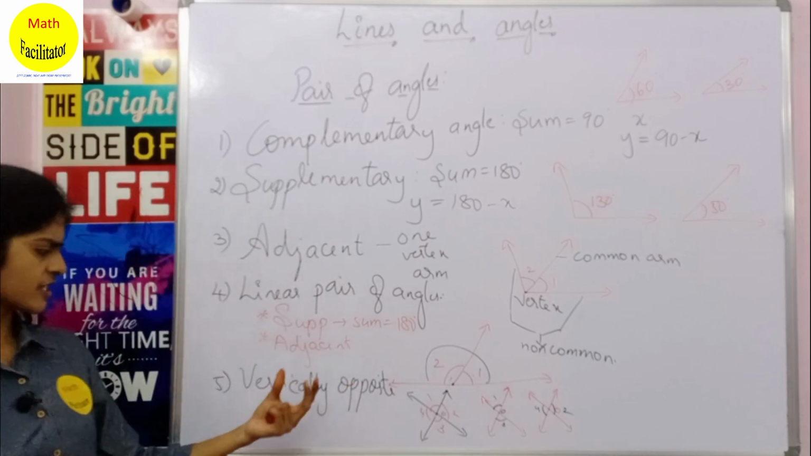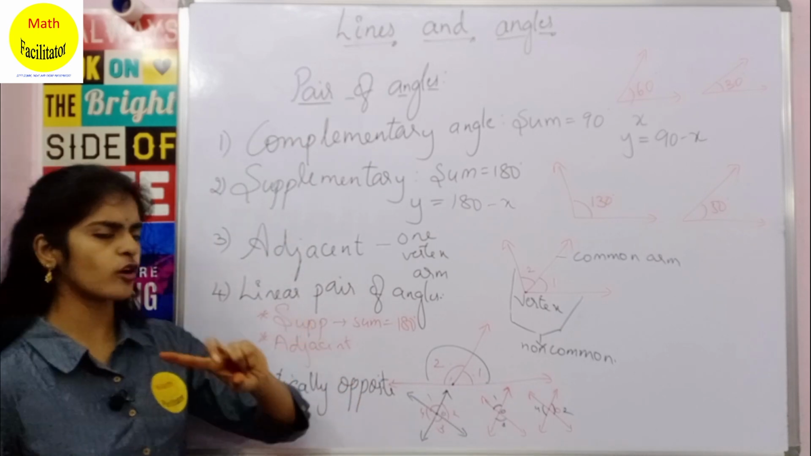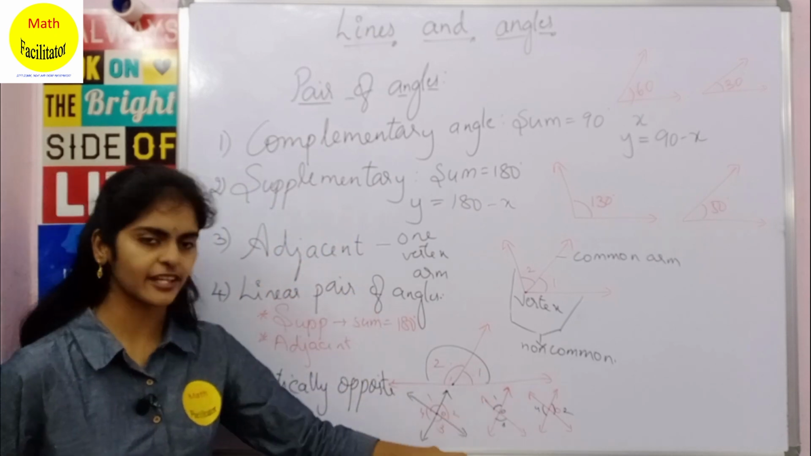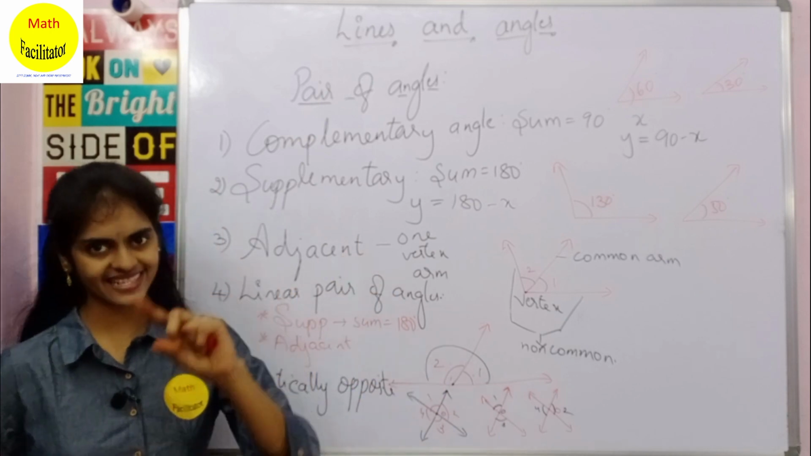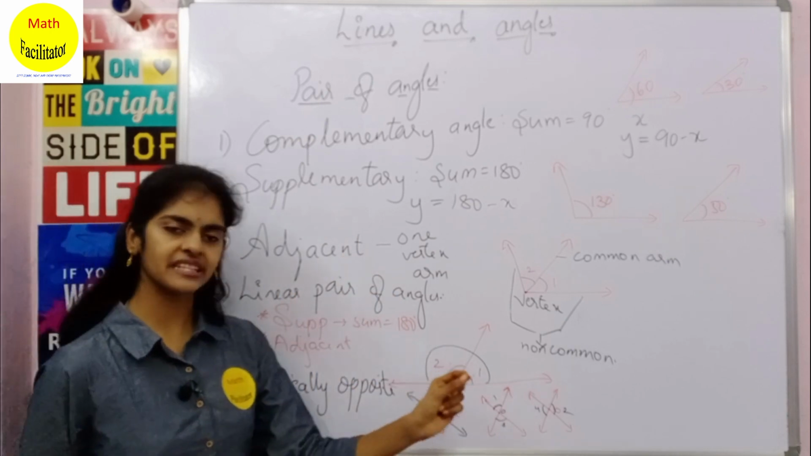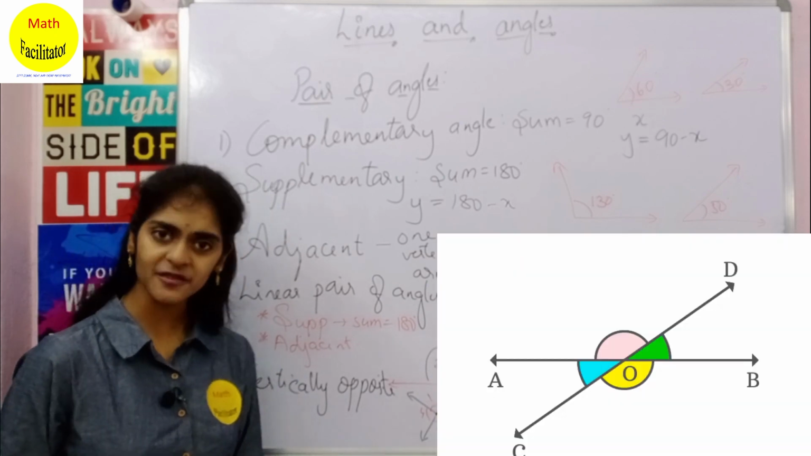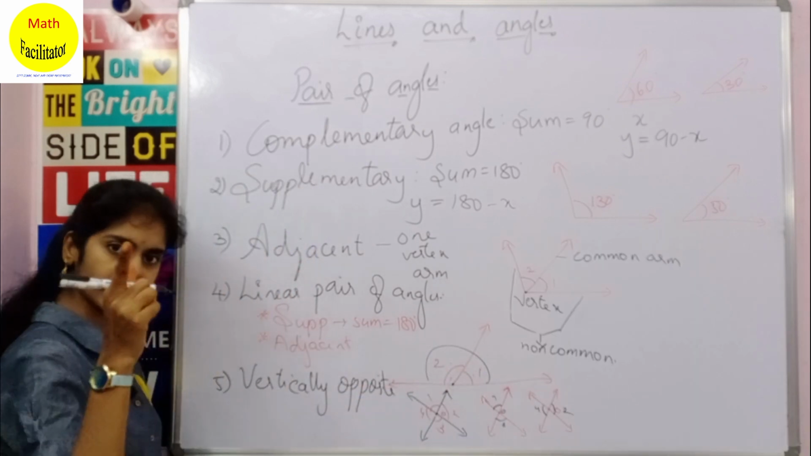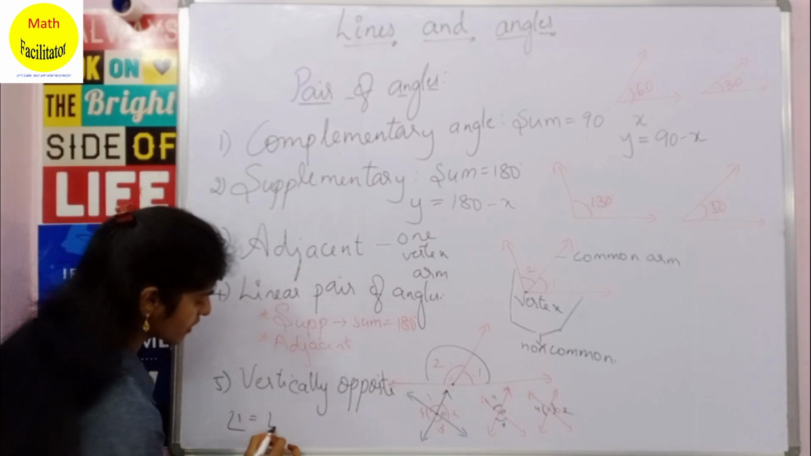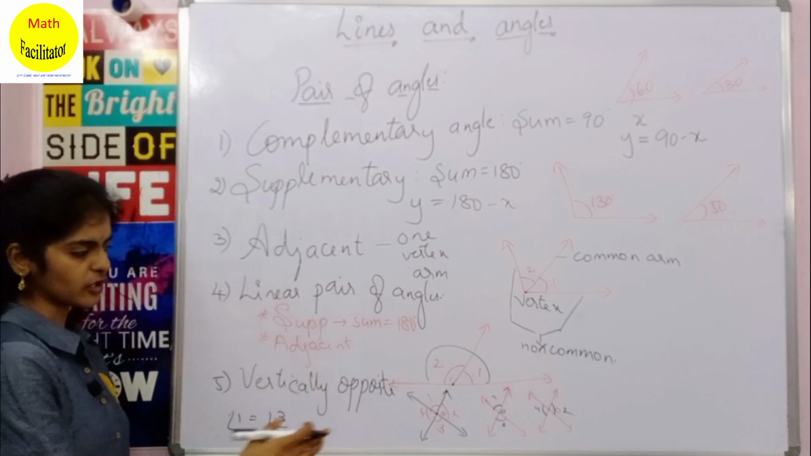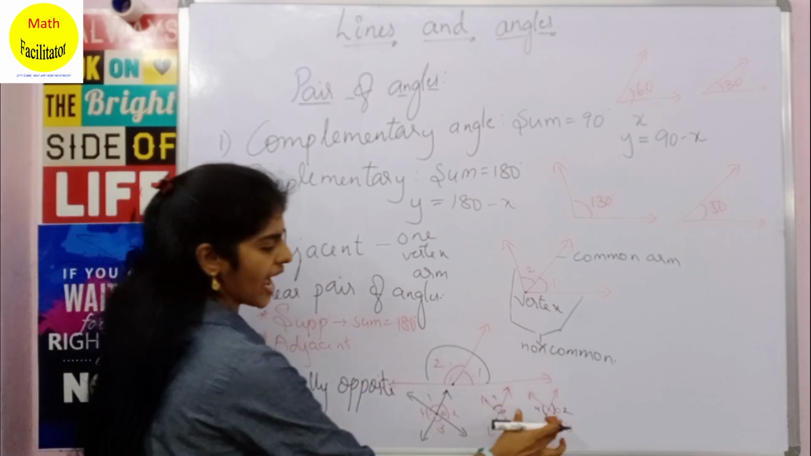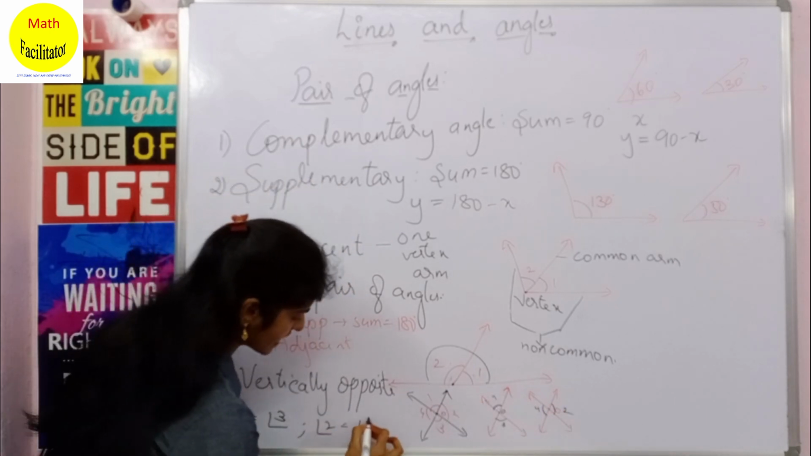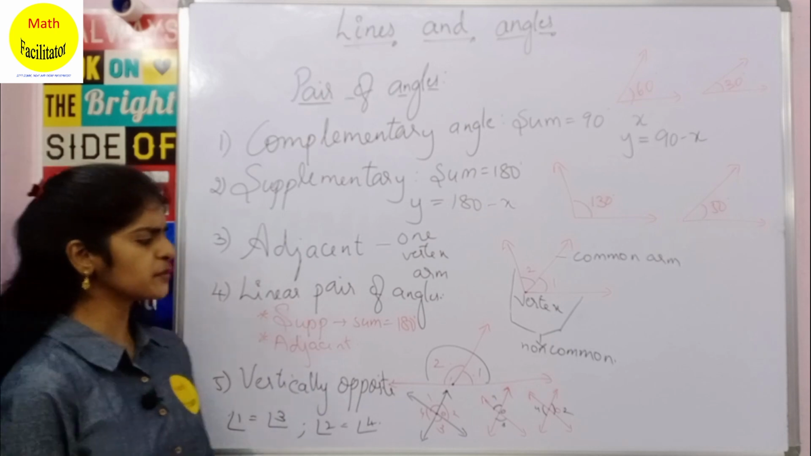Clear now? So just go by the name. Vertically opposite means the angles are opposite through the vertex, so they are on either side of the vertex. They are called vertically opposite angles. You have also proved in class 7 that vertically opposite angles are equal. Here angle 1 and angle 3 are vertically opposite, so you can write angle 1 equals angle 3, because you have proved it. Angle 2 and angle 4 are vertically opposite, so angle 2 equals angle 4. Clear? Now how did we prove this?